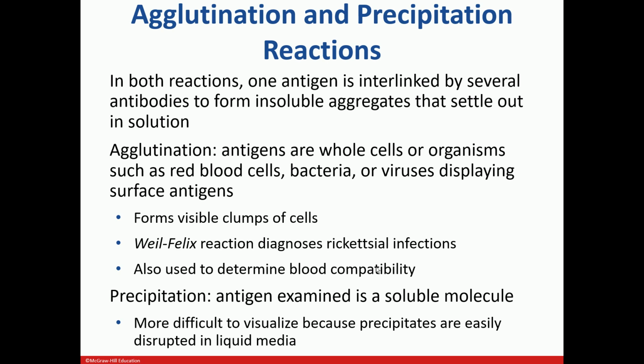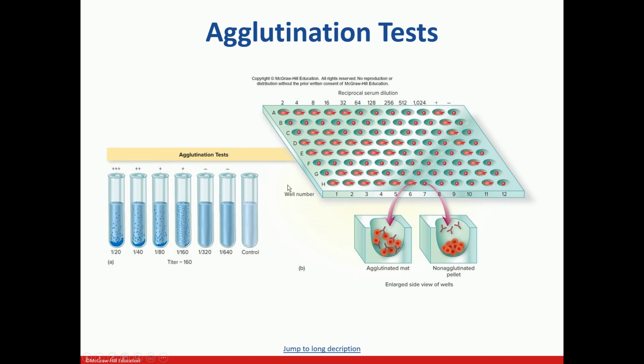There is one kind of agglutination reaction which we call the Weil-Felix reaction, and it is used for the diagnosis of rickettsial infections. Agglutination is also used for testing blood types. What is your blood type? Are you A positive, B positive, O negative, O positive, AB negative, AB positive? What kind of blood type you have can also be tested with the help of agglutination reactions.